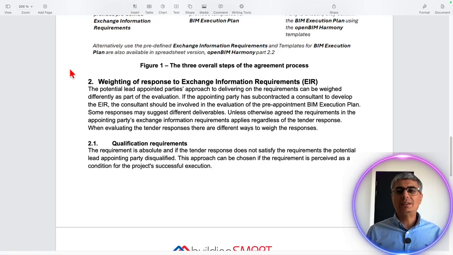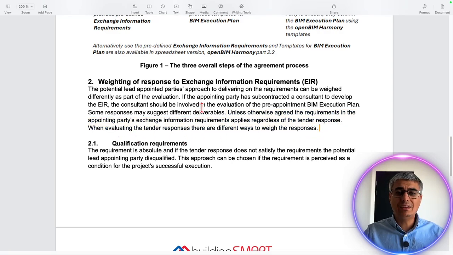If the client didn't create the ER themselves, they have to use the same person or the same company who created that to evaluate the pre-appointment BIM execution plans that are going to be submitted in the tendering phase. Some responses may suggest different deliverables. Unless otherwise agreed, the requirements in the appointing party's exchange information requirements apply regardless of the tendering response.